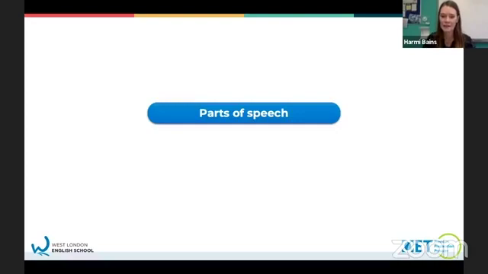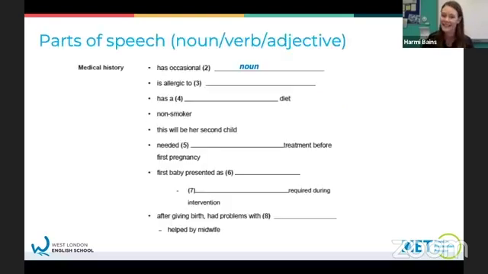All right, let's move on. So parts of speech. What are parts of speech? These are nouns, verbs, adjectives. So these are those technical grammatical words. You don't need to know parts of speech, but you do need to know what a noun is and a verb and an adjective. So I have another extract here from part A. And when we say has occasional, the word that we would expect after that would be a noun. So for example, it might be has occasional cough or has occasional fever.